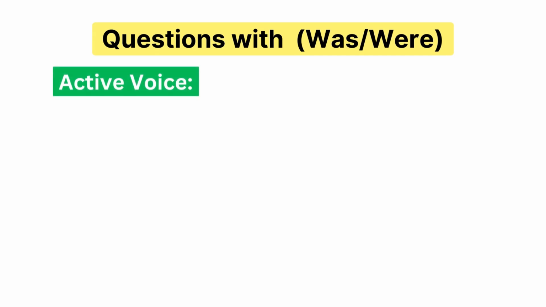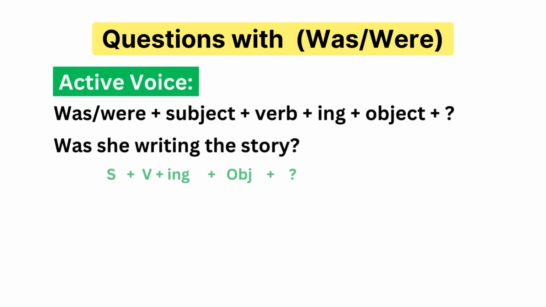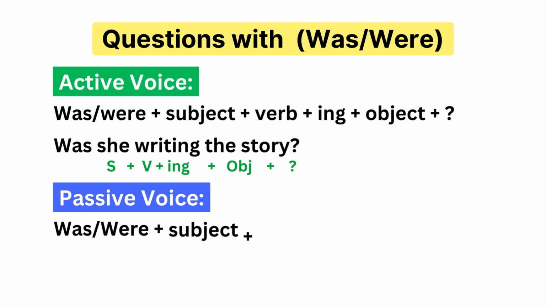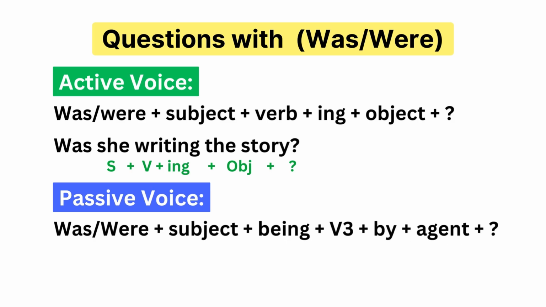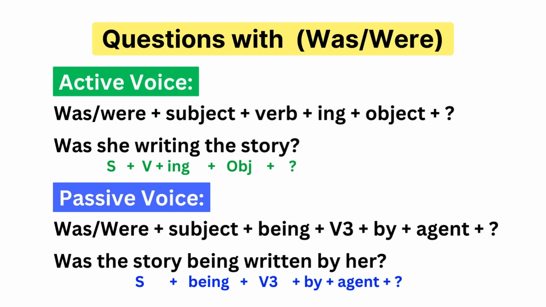Questions beginning with was or were. The normal structure of interrogative sentences in active voice starting with was or were is was, were, plus subject, plus verb, plus ing, plus object. For example, was she writing the story? While changing the sentence into passive, this structure becomes was, were, plus subject, plus being, plus third form of the verb, plus by, plus agent or doer of the action. Was the story being written by her?